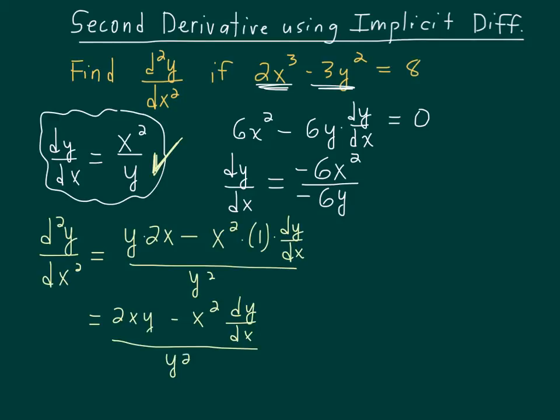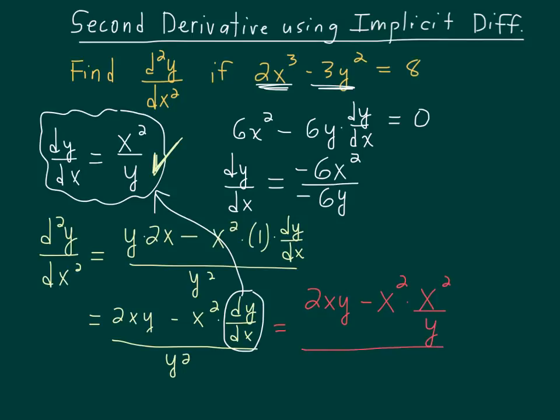Now, we're not going to leave it at that. Instead, what we're going to do is I want you to focus in on this dy/dx term. Well, we saw up above here that dy/dx is x squared over y. So we're going to make one final substitution. Okay, this is the same as 2xy minus x squared, and I'm going to replace that dy/dx with what it's equal to, which is x squared over y, and all of this is over y squared.